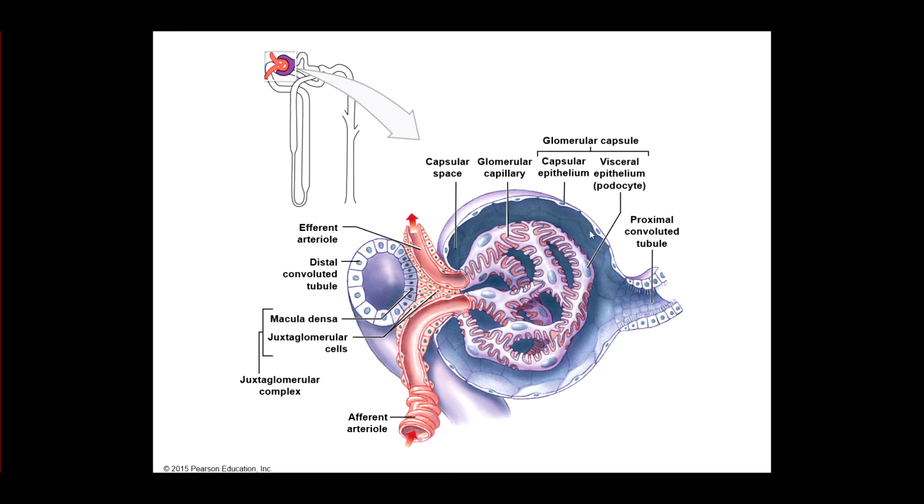Now notice these two structures, the capsular epithelium and the podocytes, the visceral epithelium, do not touch one another. There's a space here. This space is known as the capsular space. Again, that's going to become important when we make urine. Fluid is going to fill up in that space and then go into the tubes we're going to describe in a couple of moments. You'll notice that the podocytes actually have little slits there.